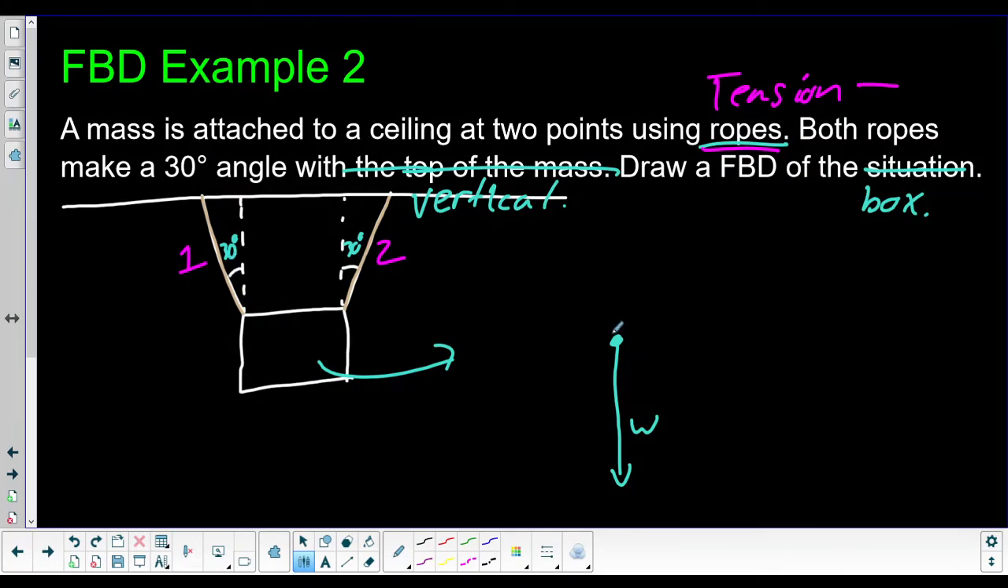So that means our tension force for this rope 1 has to be 30 degrees from vertical. So maybe there's vertical. That's about 30 degrees. I'm going to call this capital T1, capital T for tension. That's pretty normal. The second one is T2. So we're going to put that 30 degrees in this direction like that. Label it T2. You're going to notice that I drew these shorter than this.